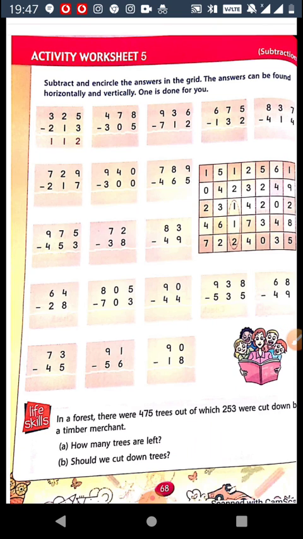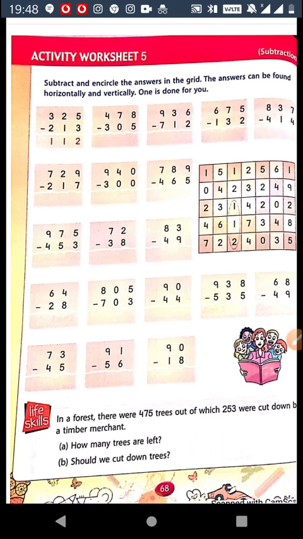And B is, should we cut down trees? What do you say? No, we should not cut trees because we get so many things from trees, and most importantly we get fresh air from trees. We get oxygen from trees which we breathe in. Without oxygen we cannot survive, and we get so many other things from trees. So we should not cut trees.